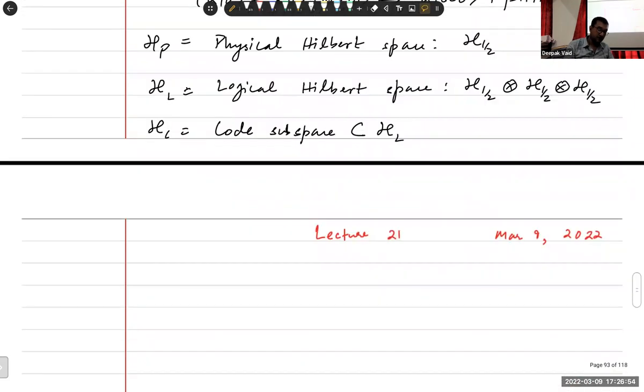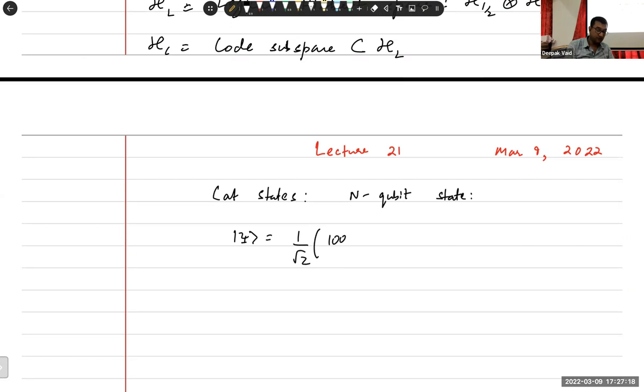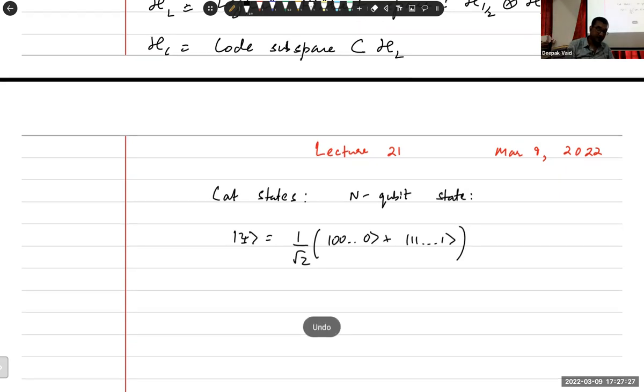And this is called a cat state. There's a word for it. States of this form are called cat states. So typically, if you have an n qubit state, which looks like this, something like 1 by root 2, all zeros and all ones. So first of all, this is a highly entangled state, right? You cannot factorize it, right? So it's highly entangled.